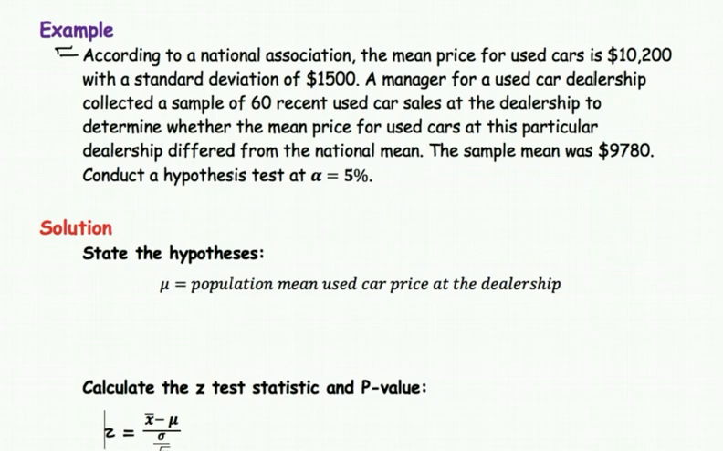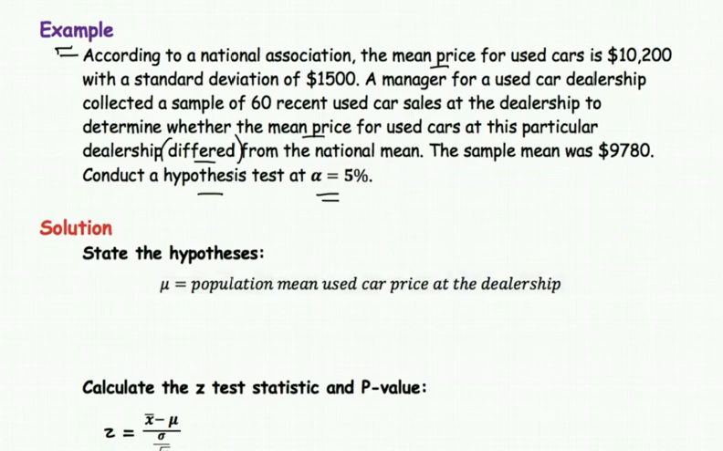So it's about mean price for used cars. A manager thinks that the mean price for used cars at this particular dealership differed. So you know, differed, this is a key word here, from the national mean. So you are asked to conduct a hypothesis test, and this is the alpha, the level of significance. So you need to compare p-value with this alpha.